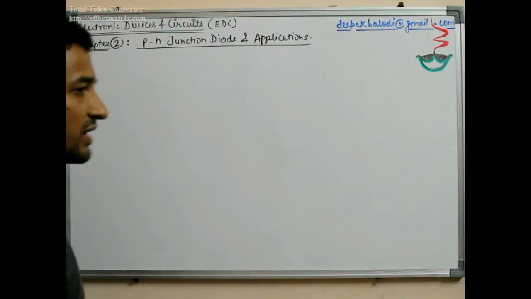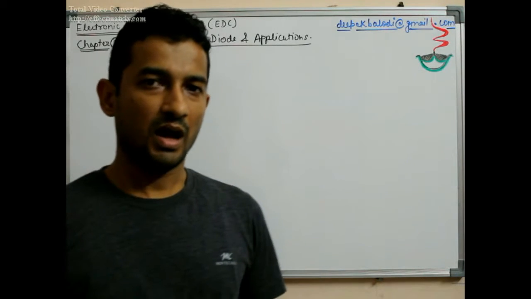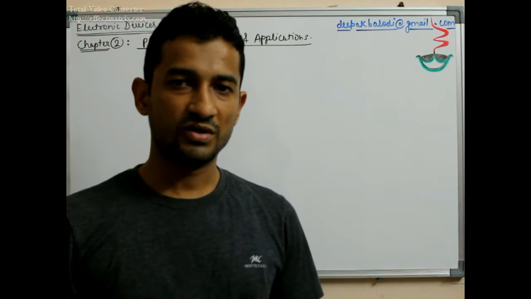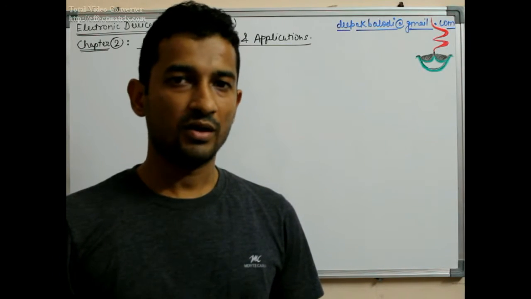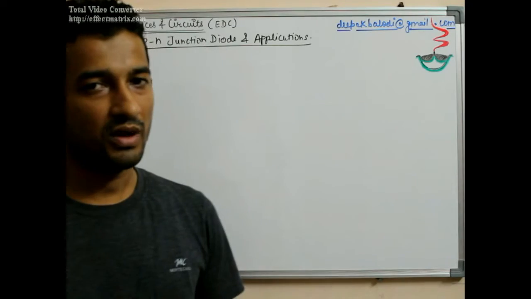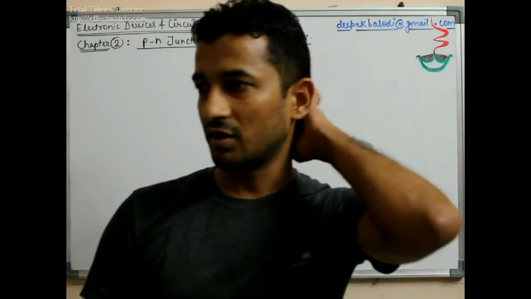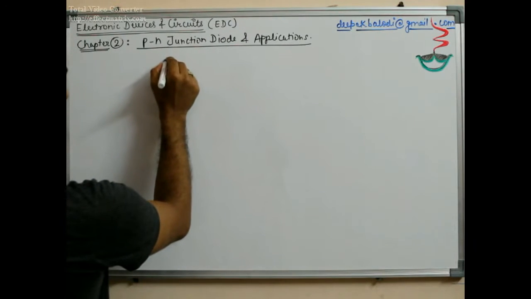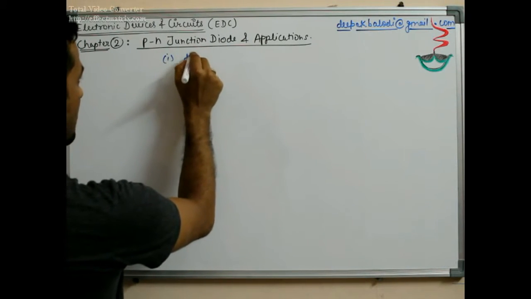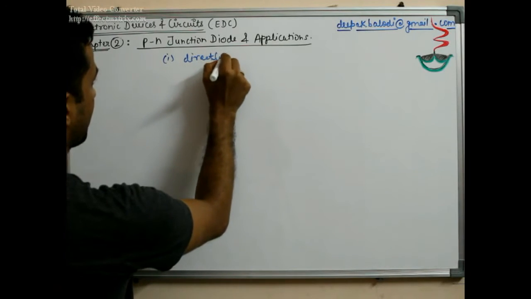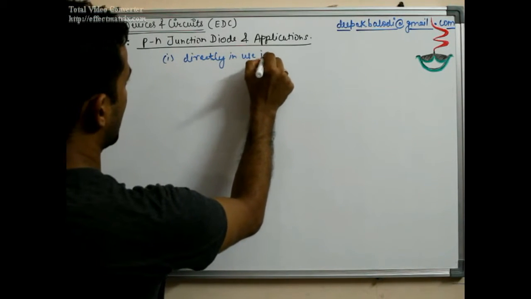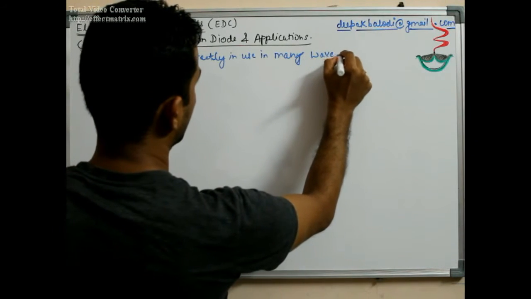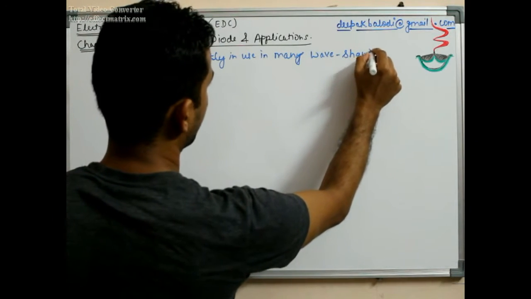A PN junction diode, as we all are familiar, is a very basic element which is used in electronics directly or indirectly. Means you can find the utilization of diode in a number of ways. One, it is directly in use in many wave shaping circuits.